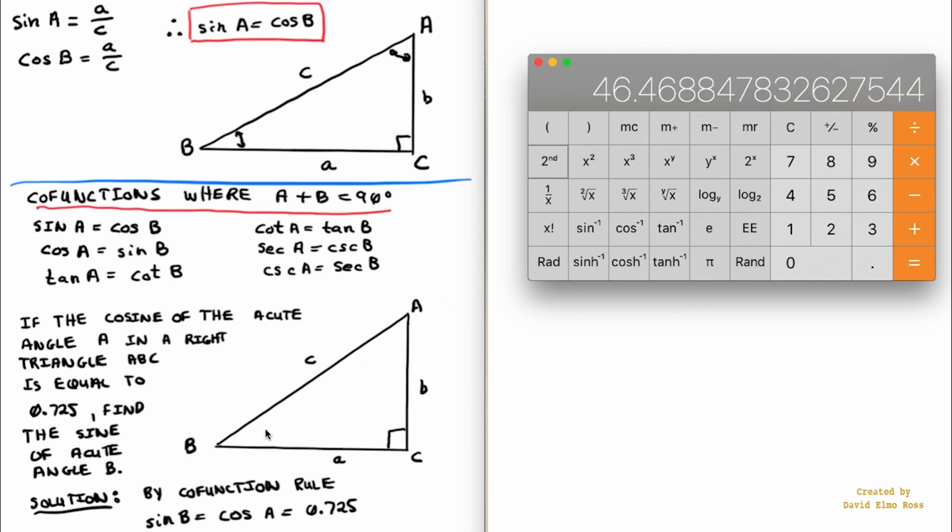So this angle here is 46.47 degrees, and if we want to find the sine of that, we just hit sine, and again we get 0.725. This is showing us that sine of B is equal to the cosine of A, and so the sine of B in this case is, as you saw, 0.725.